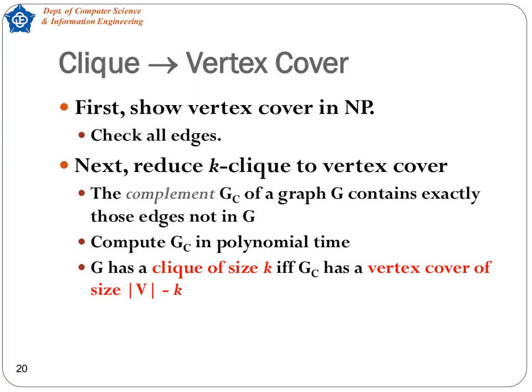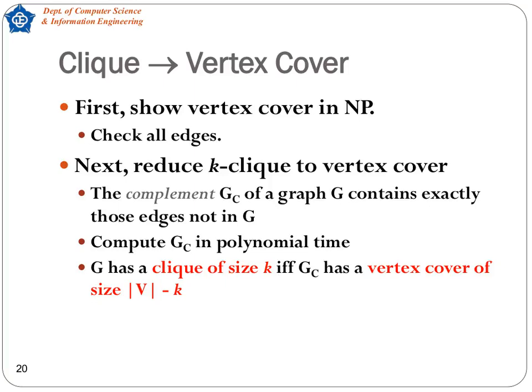Building on what we've just seen, let's outline the classic reduction from k-clique to vertex cover. First, observe that vertex cover lies in NP. Given a candidate cover, we can check every edge in polynomial time to confirm that at least one of its endpoints is included. Next, we describe the reduction itself.